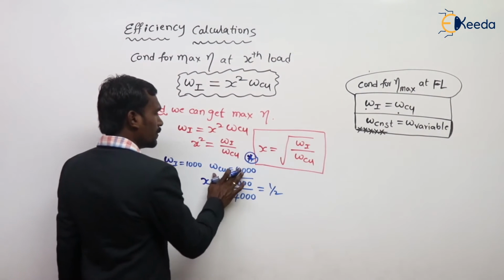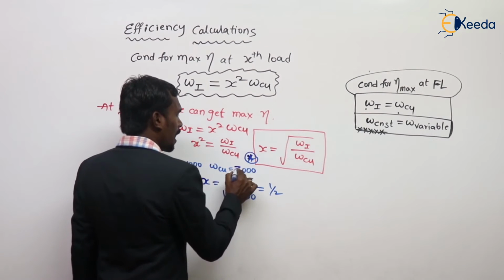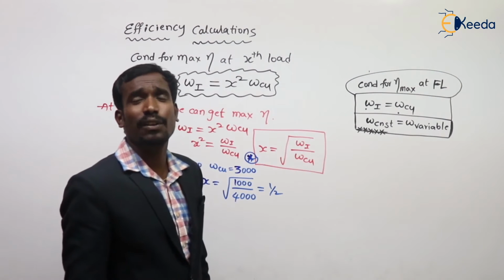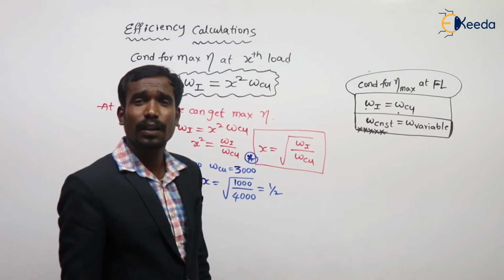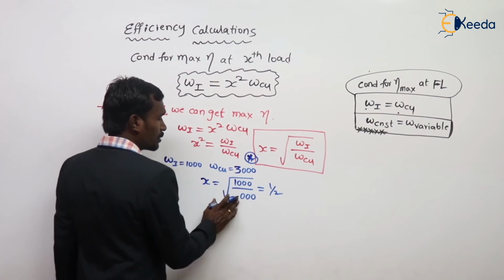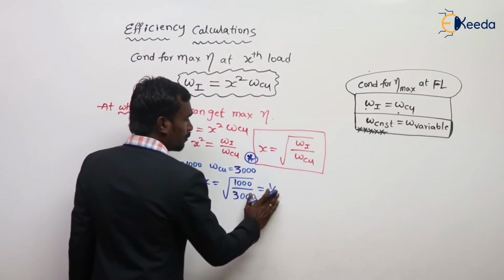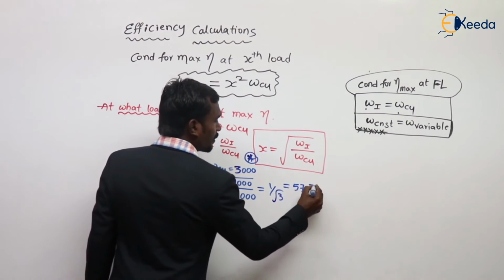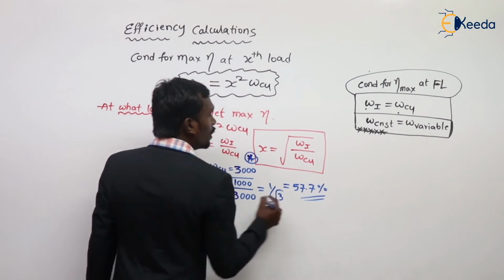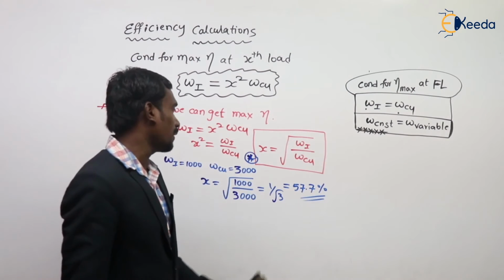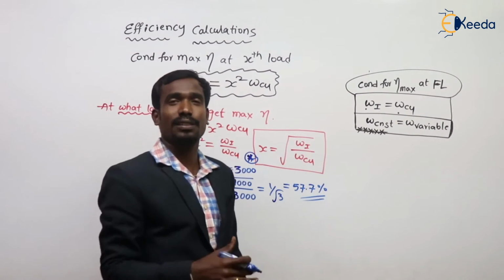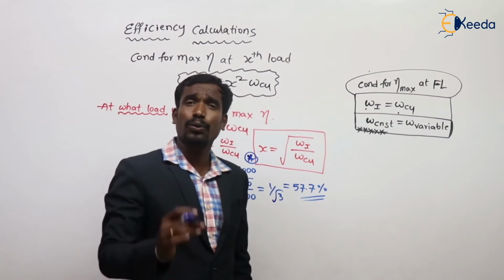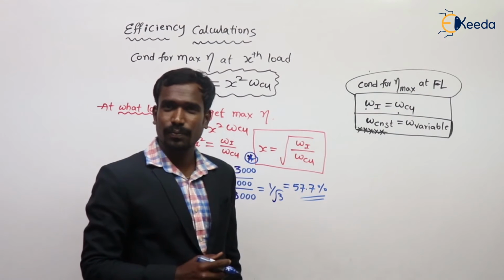For example, if they give full load copper losses as 3000, then at what load can we get the maximum efficiency? Nothing but square root of 3000 by 4000, nothing but 1 by root 3, which is 57.7% of load. At 57.7% of load, we can get the maximum efficiency. Like that, we have to calculate at what load we can get the maximum efficiency.